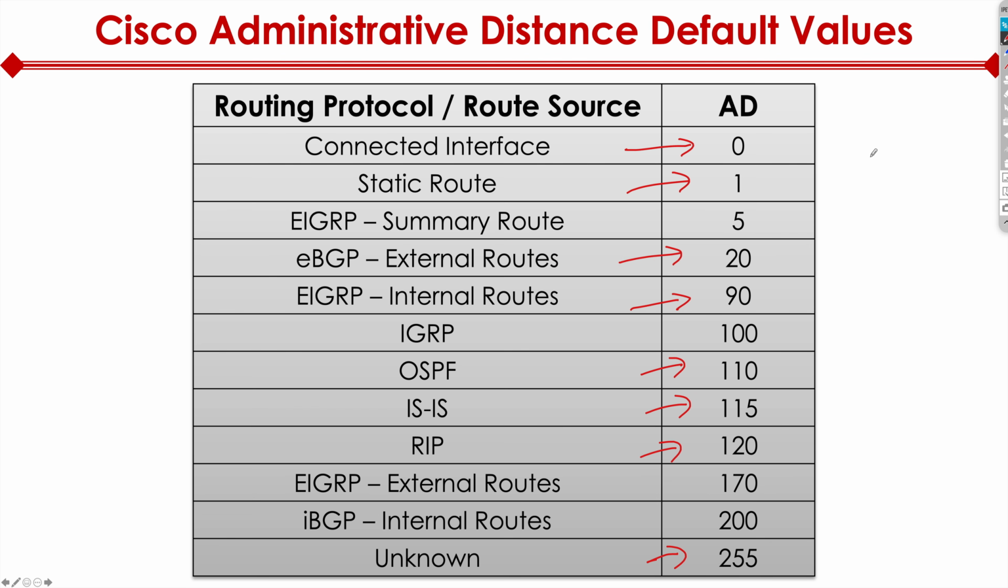Now, administrative distance is the believability. So the connected interface is always the most predictable and the most believable because that is literally connected to the router, right? It's physically there or logically there.